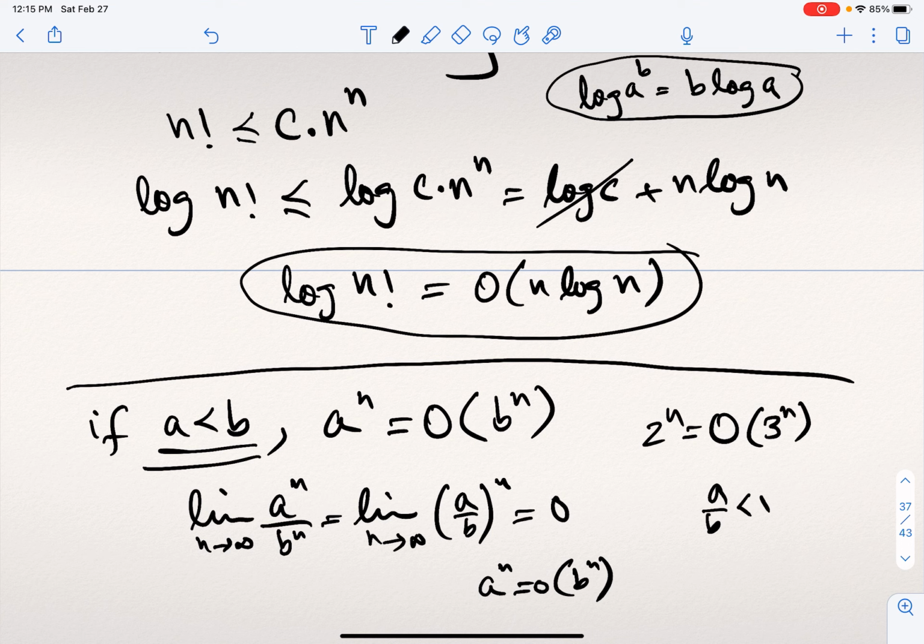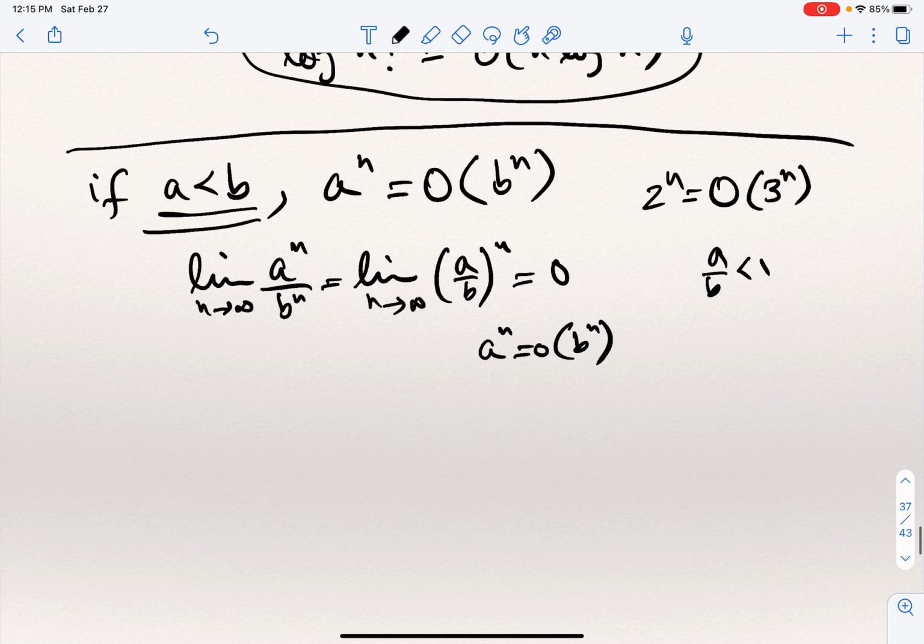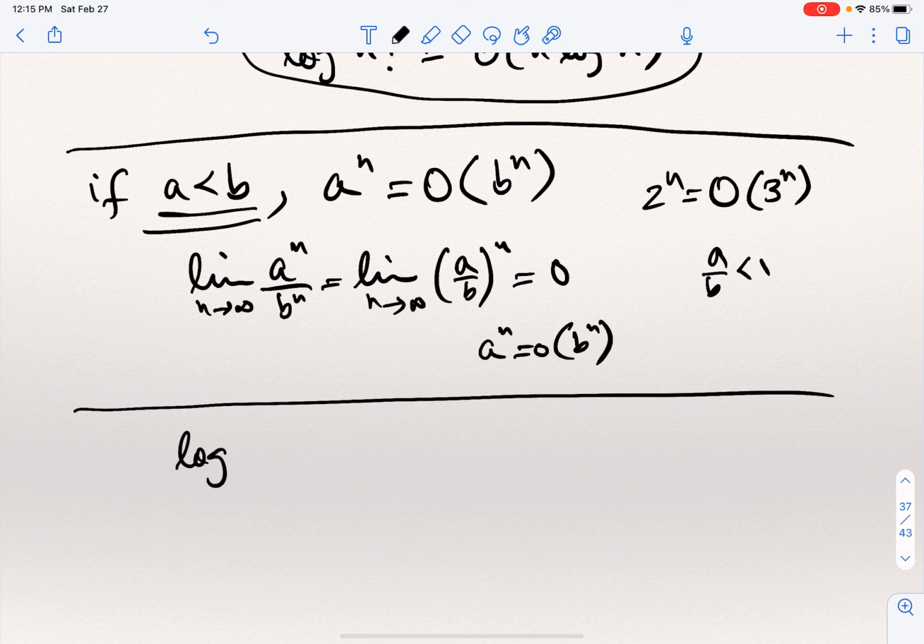So 2 to the n is O of 3 to the n, 3 to the n is O of 3.5 to the n, and so on. Another one I want to mention here is that log n is little o of n, not just O of n, but it is O of n to the epsilon for every epsilon greater than 0 as well. This is very important.